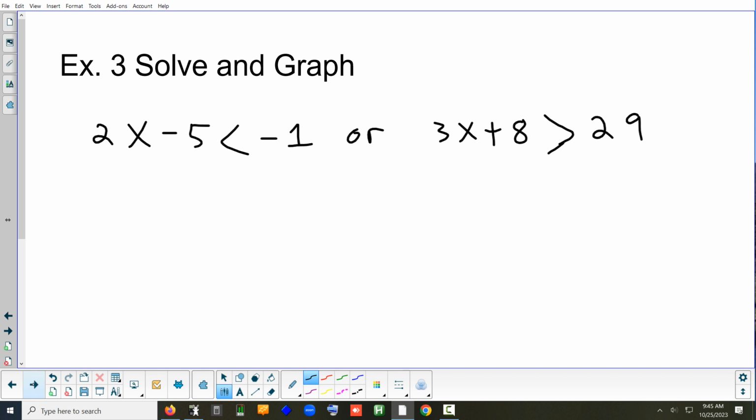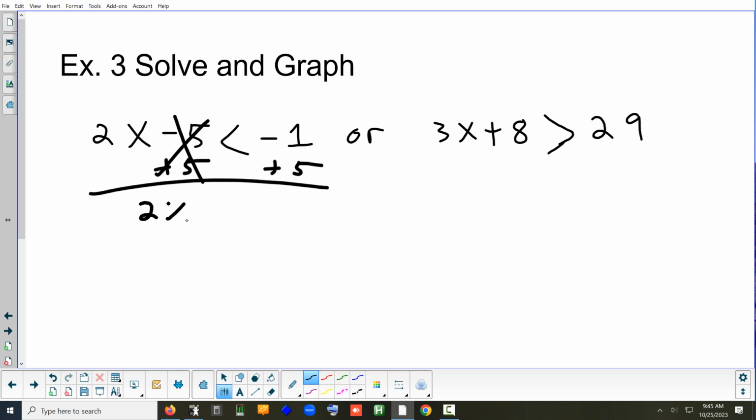2x minus 5 is less than -1, or 3x plus 8 is greater than 29. All right, so we'll start with the one on the left. Lily, what's my first step for the inequality on the left? You would plus 5 on both sides. Yep, exactly. We're going to plus 5 on both sides. That would be gone.